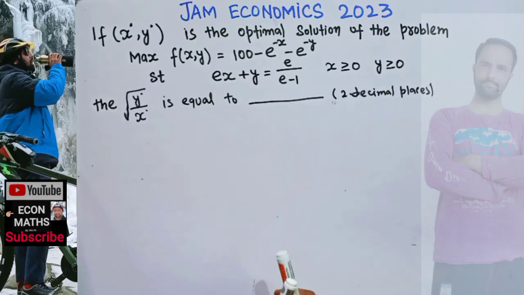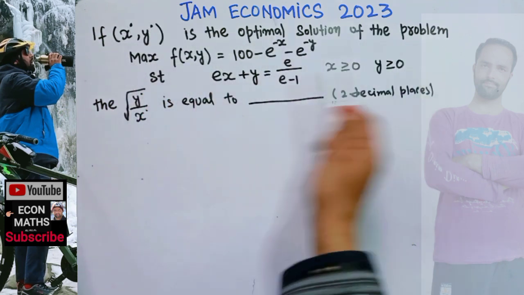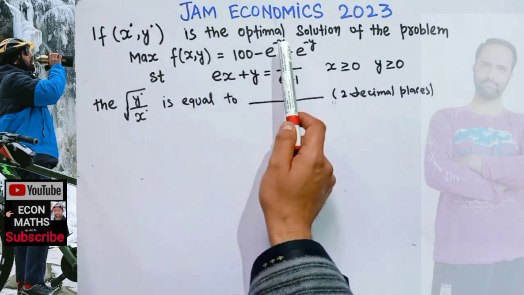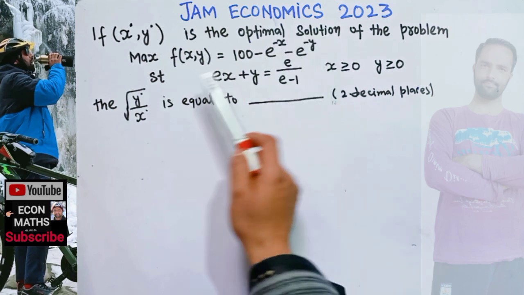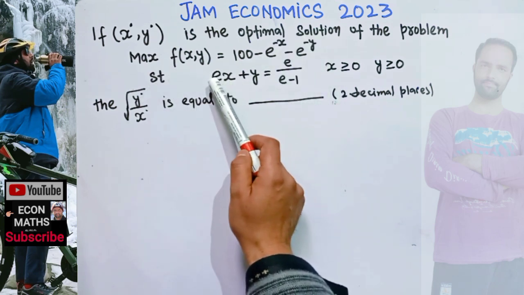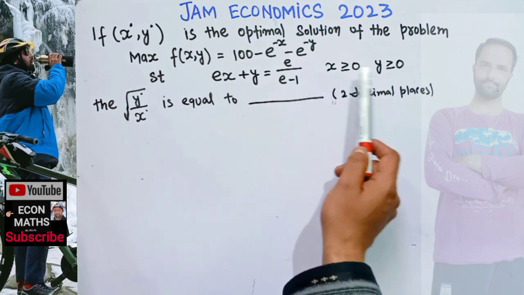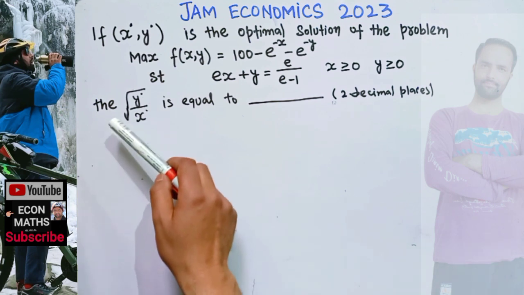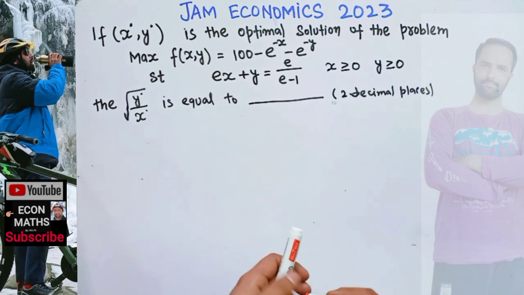Let us solve a question that was asked in the JM Economics paper of 2023. The question is: if (x*, y*) is the optimal solution of this problem, that is, maximize f(x,y) = 100 − e^(−x) − e^(−y), subject to the constraint e·x + y = e/(e−1), where x and y are both positive quantities, then the square root of y*/x* is equal to what? We need to find out that very thing.